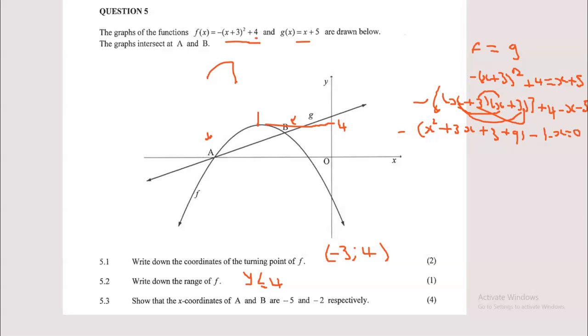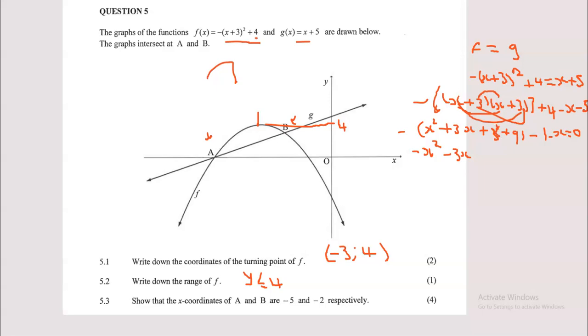Then we just simplify this thing. The negative will affect everything inside. So it will be negative times x squared, that will be negative x squared. Negative times positive 3 will be negative 3x. Again, the same thing. Negative times this 3x there. No, I didn't put 3x there. So this will be 3x.